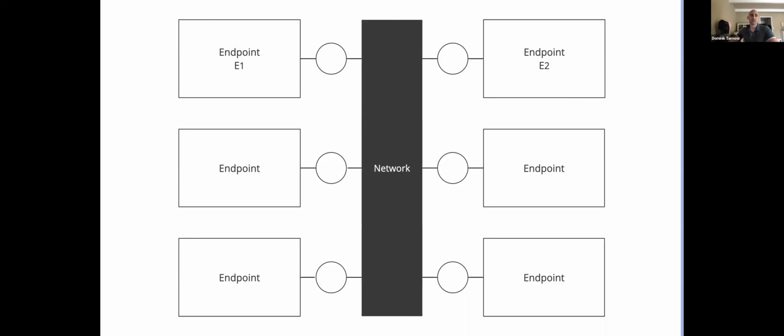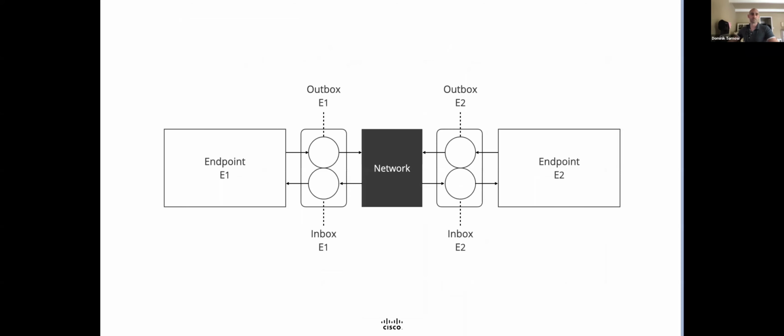So without loss of generality, let's focus this discussion on two endpoints, E1 and E2. An endpoint is connected to the network via an outbox to send messages and an inbox to receive messages. We keep track of the sequence of send events and receive events in an endpoint's history. If an endpoint wants to send a message, it will place that message in its outbox. Placing a message in its outbox is represented by a send event.